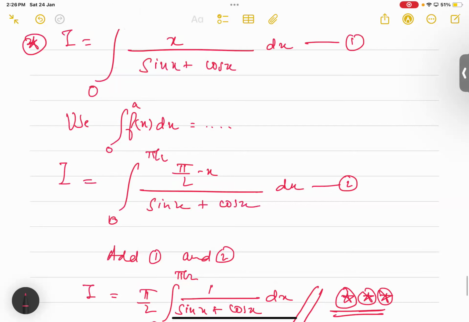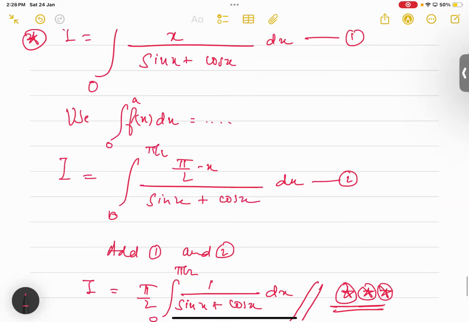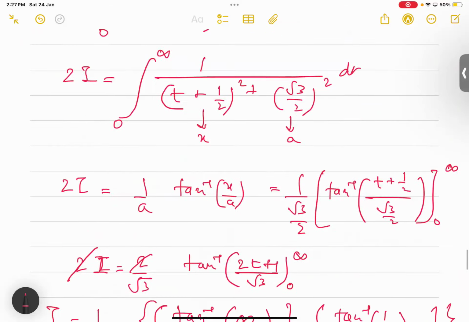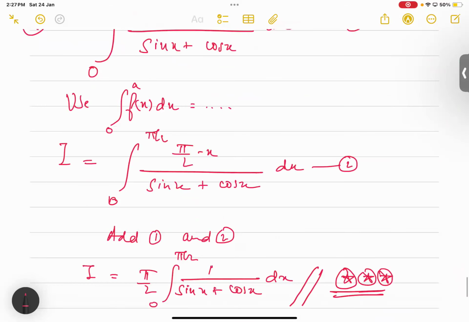So look at this problem. Property application made sense. It should make sense. How do we decide it is making sense or not? Something gets cancelled. Of course, the denominator should remain the same. Correct? So what was the first step of this? The second one was multiply and divide by root 2. The first one is put tan x by 2 equal to t.